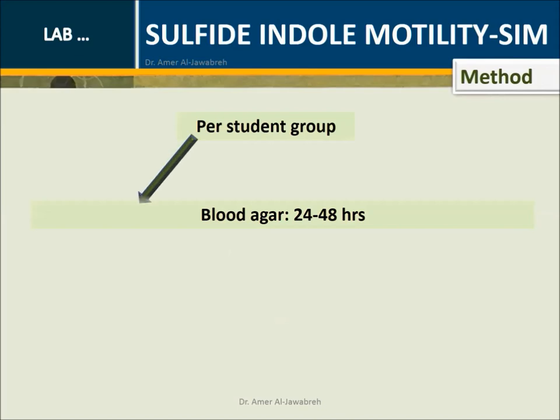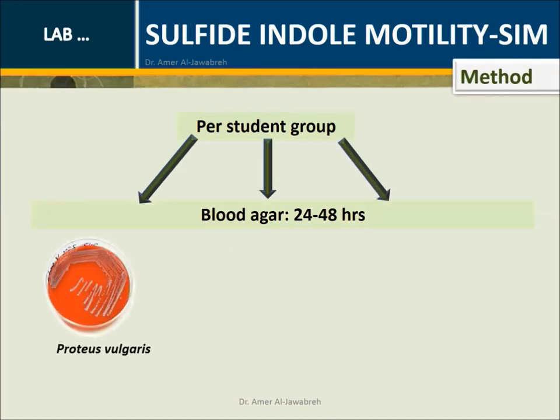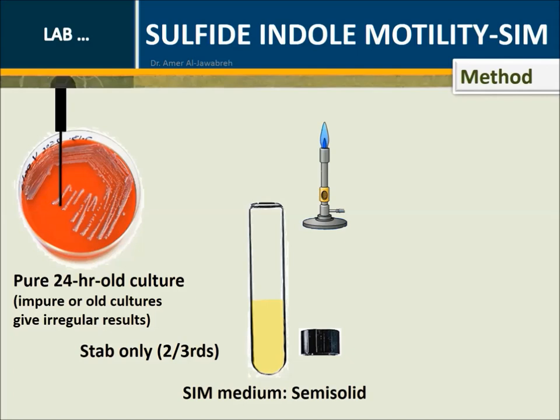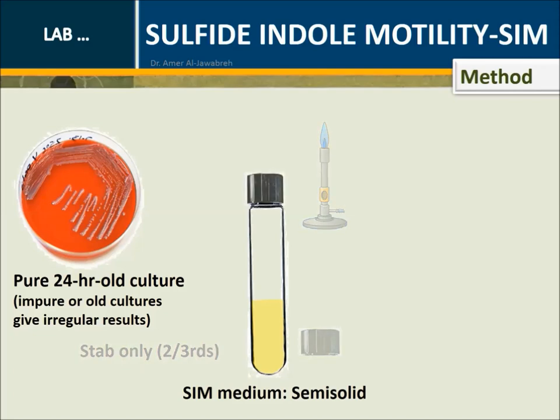Provide each student group with 3 culture plates: Proteus vulgaris, Klebsiella pneumoniae, and Escherichia coli. With an inoculating wire stab, pick up 1 to 2 pure colonies from a culture plate, and stab vertically into the medium to within 1 centimeter from the bottom. Stab 2/3 of the medium without touching the bottom. Then withdraw the inoculating stab following the line of inoculation.